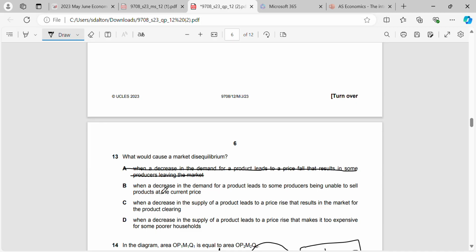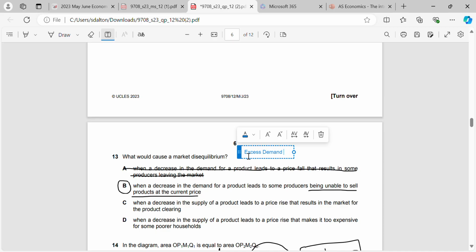A decrease in demand for a product leads to some producers being unable to sell products at the current price. Okay, now that will lead to a disequilibrium, because remember that disequilibrium essentially equals either excess demand or excess supply, right? If we have a movement in demand or supply that results in a new equilibrium, that is not disequilibrium, it is just a movement to a new efficient point. So that's what happens here.